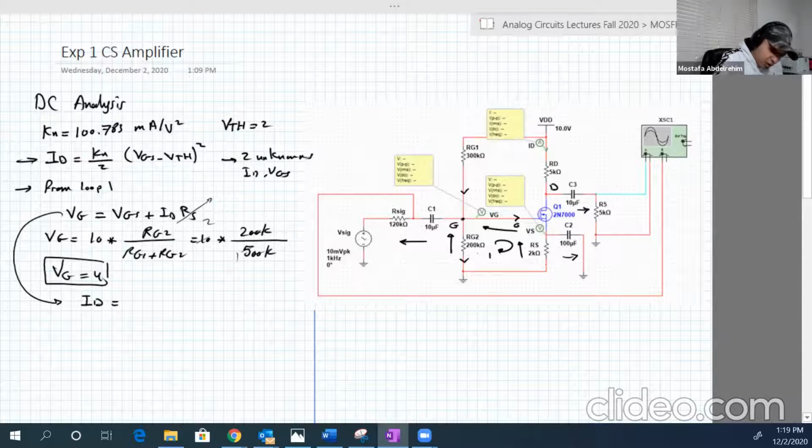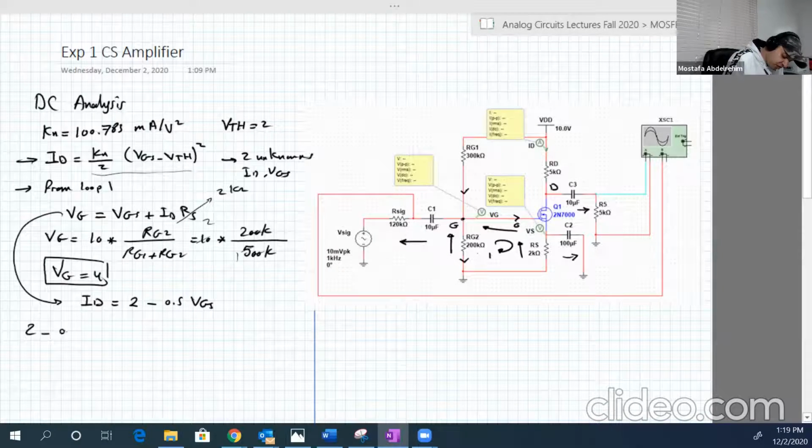Okay, so from that equation here, we can write that ID equals (4 minus VGS) over RS. RS is 2 kilo ohms, so we can divide by 2. So 4 divided by 2, which is 2, minus VGS over 2, which is half VGS. Good. So ID is also equal to this term here.